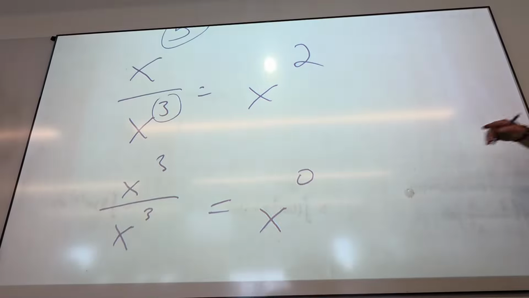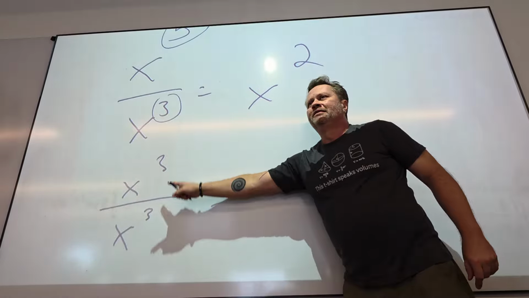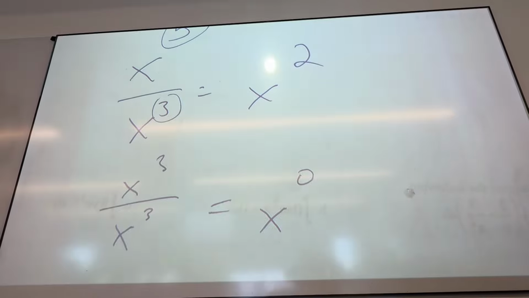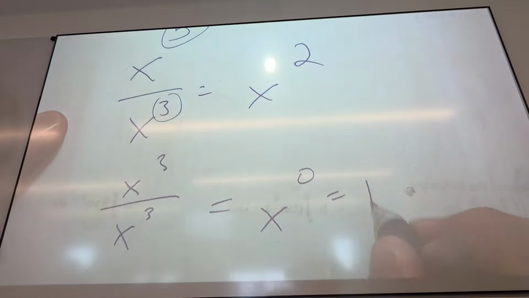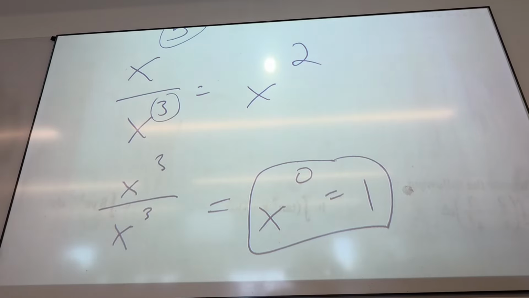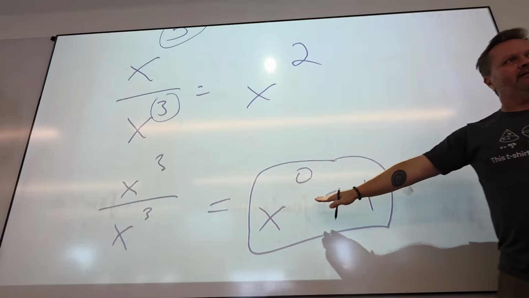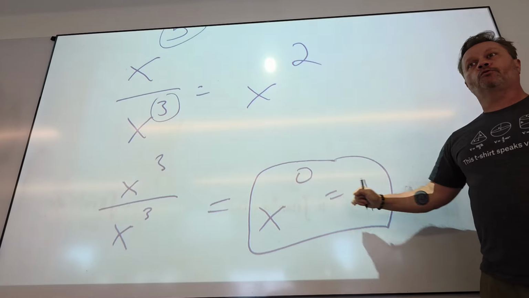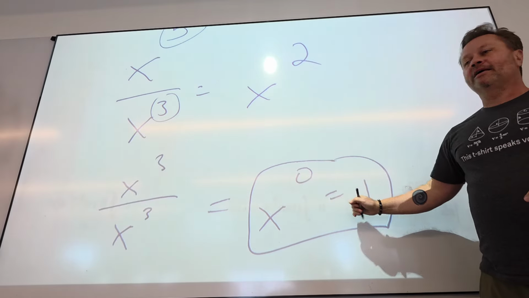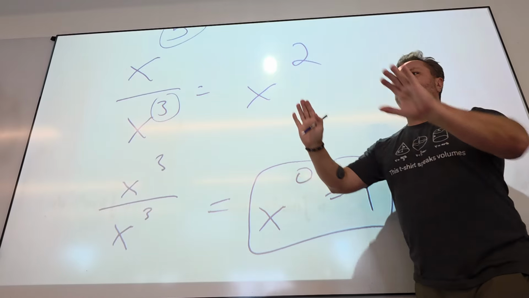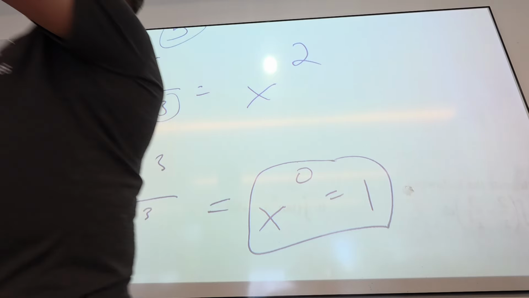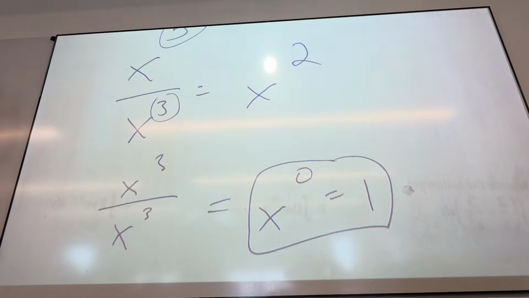What is something divided by itself? 1. So anything to the 0 power is 1, except 0. Anything to the 0 power is 1, except 0 to the 0, and you'll talk about that in calculus. 0 to the 0 is truly freaky.